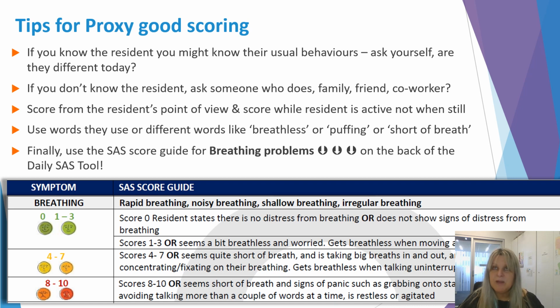Having problems with breathing is of course very anxiety inducing for anybody, and it can also show as being restless, being distressed, not wanting to move around, not wanting to talk. They may have trouble finishing a sentence. All those things are really good clues for you when you are scoring by proxy to work out the level of distress this resident is experiencing.